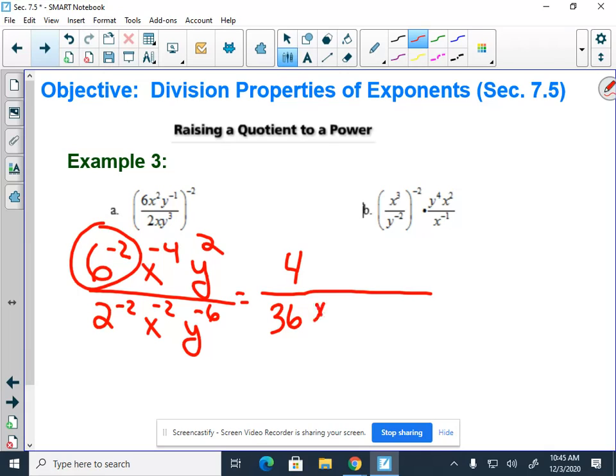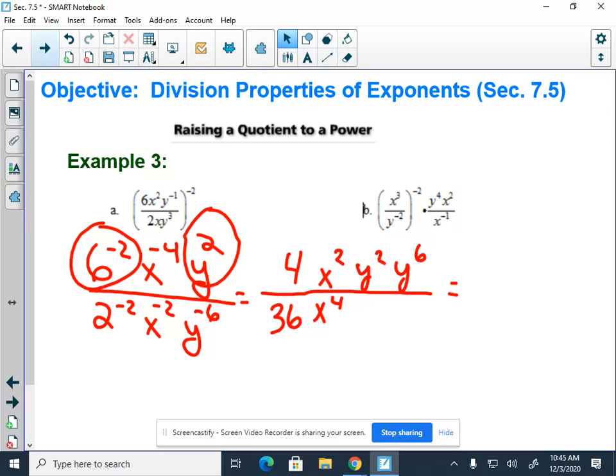Now the x4, I'm going to move down here. The x2, I'm going to move up here. The y2 stays put because it's positive, but the y6 moves up because it's negative in the bottom. Now I have to put some things together.